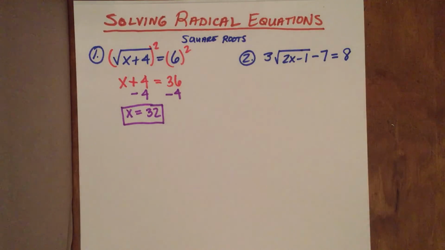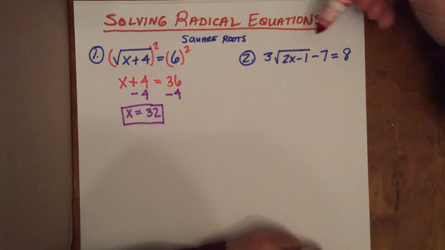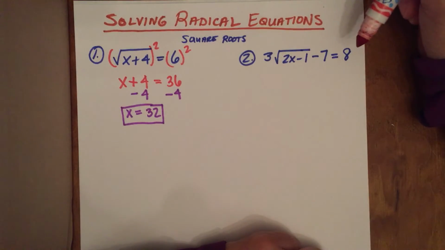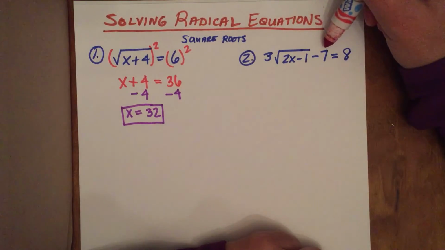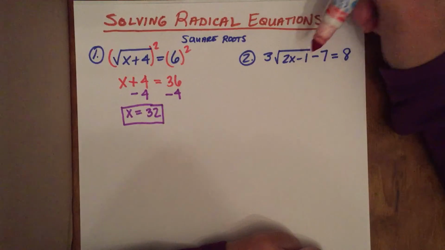So let's look at this one. This one's a little bit more complex. We have a couple of extra steps that we have to take in this particular equation because we don't simply have the radical sign. We have another constant here, and we have a constant in front.